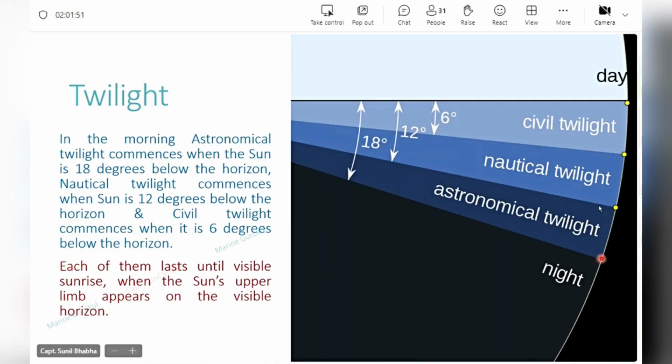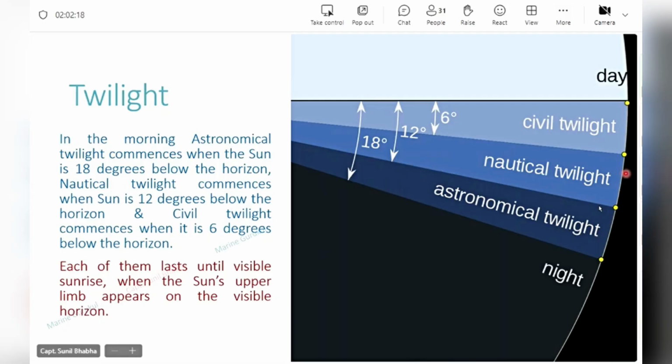So you see, the commencement times of all the three twilights are different. Astronomical twilight commences when the sun is 18 degrees below the horizon. Nautical twilight commences when the center of the sun is 12 degrees below the horizon. Civil twilight commences when the sun is 6 degrees below the horizon. And all three of them last until the visible sunrise, when the upper limb of the sun appears on our visible horizon.